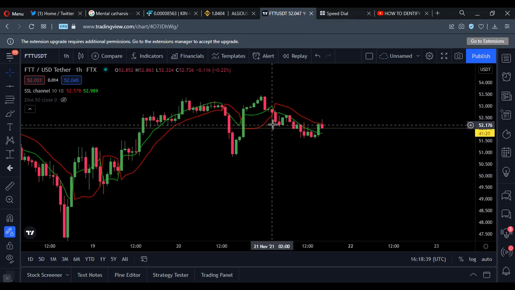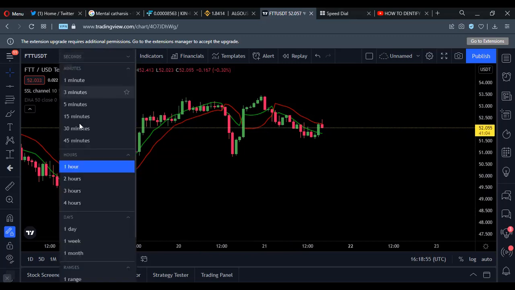Having identified that, we now go to the lower time frame, the 5 minutes time frame, which helps us to know when to enter. It helps us to determine the actual point we are to enter. So we go to the 5 minutes time frame.